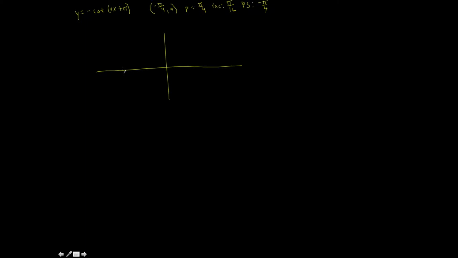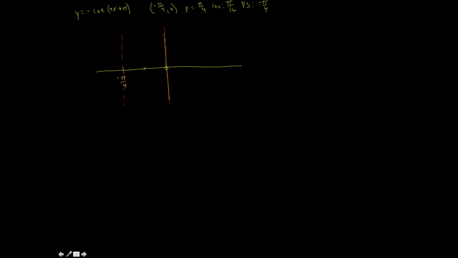And so this would be negative pi over 4, and of course 0 is right here. And we know that at those two lines we have vertical asymptotes. Well, where is our next vertical asymptote? Because remember what I said, I want to graph 2 cycles. This is 1 cycle.